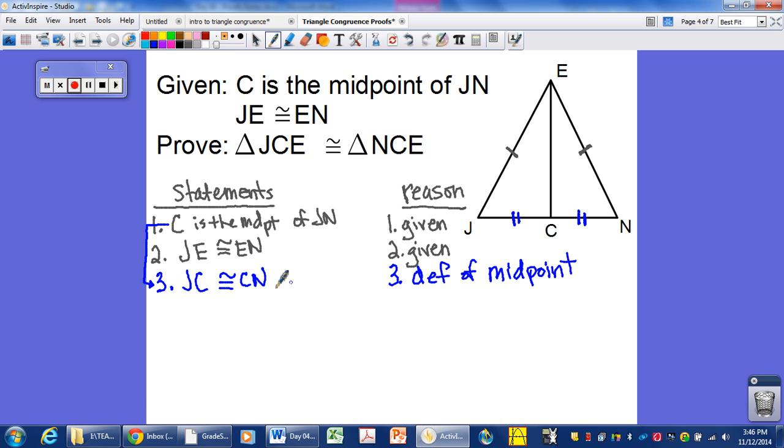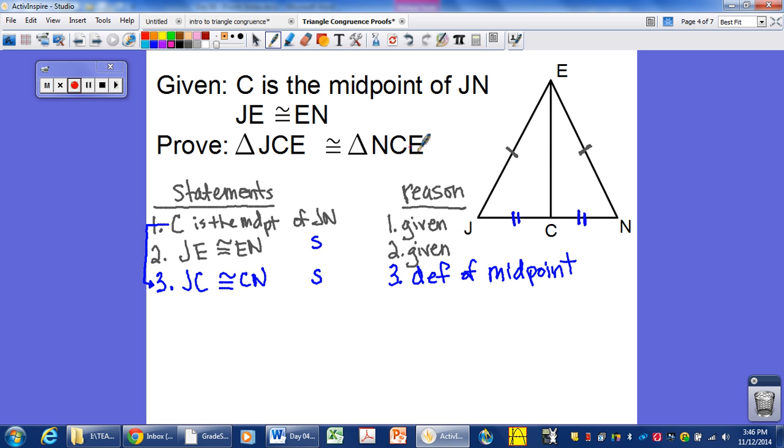Okay, so we can write that these two things are congruent by the definition up here, definition of a midpoint. Okay, so let's see. This is a side, this is another side. Now that we've exhausted our given information, look at your picture. What else do we know? What other congruent thing can we find from your picture?